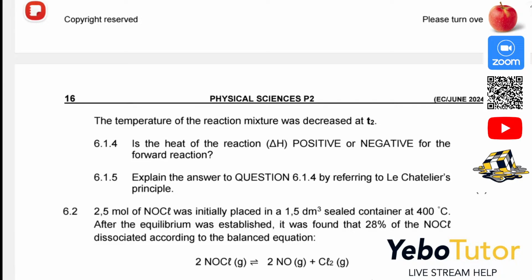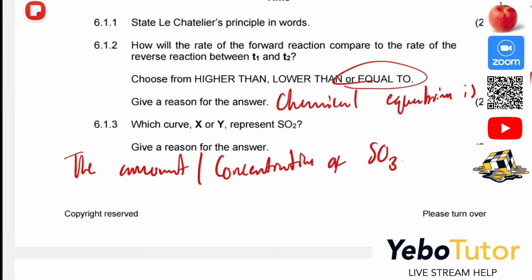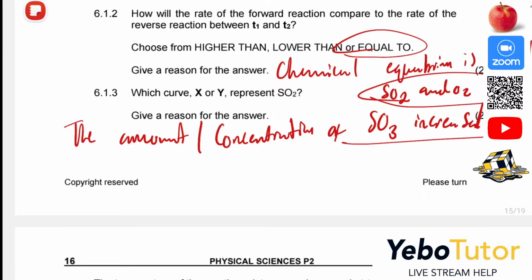Let me write this down because this is a good explanation people need to have. So we can say that the concentration of SO3 increased. Okay, so when this one increased, what happens? You can also say that SO2 and O2 decreased. The concentration of these two decreased, or you can just say the other one increased. Okay, so what does this mean?